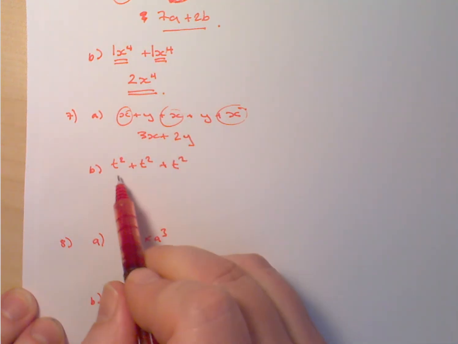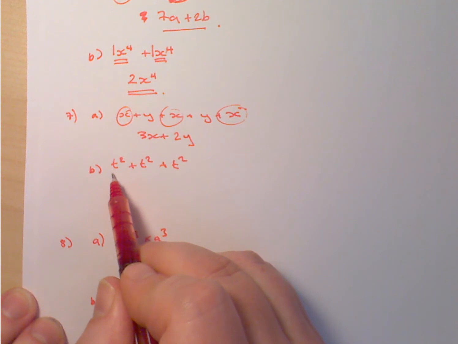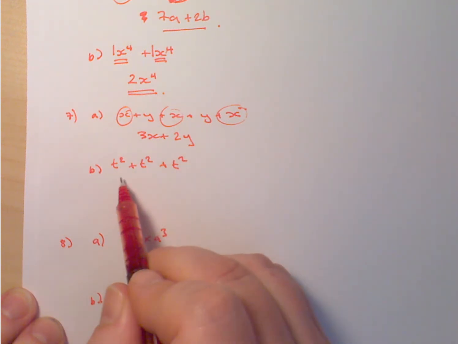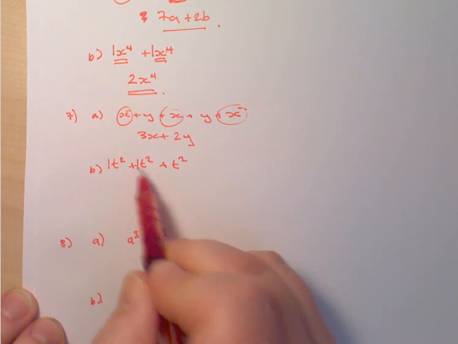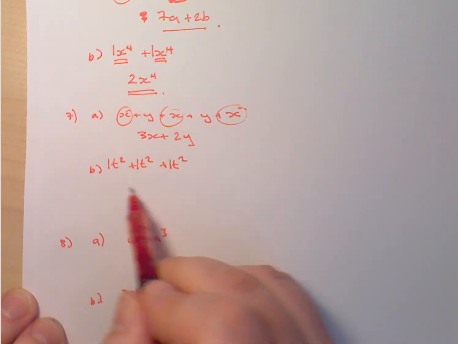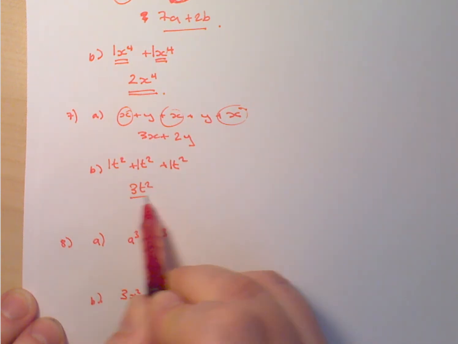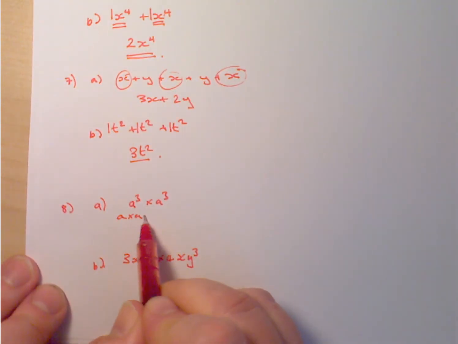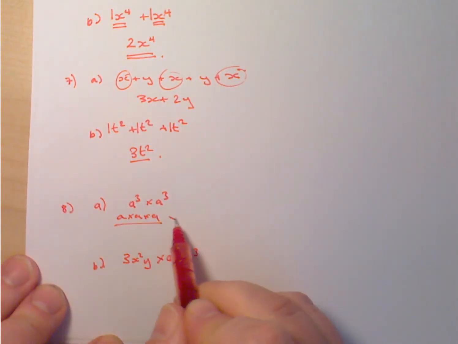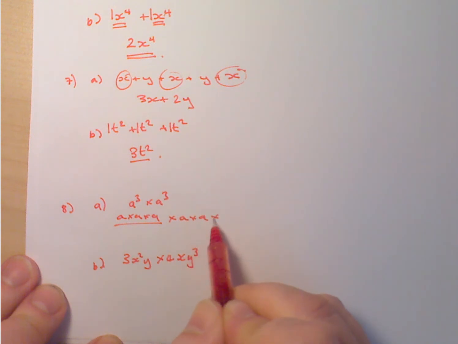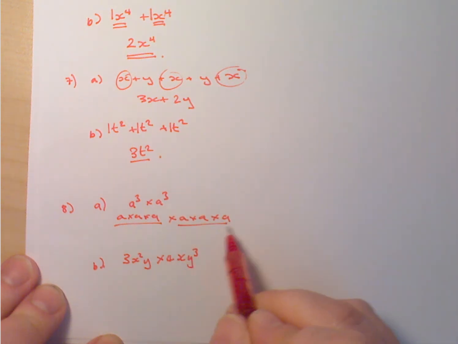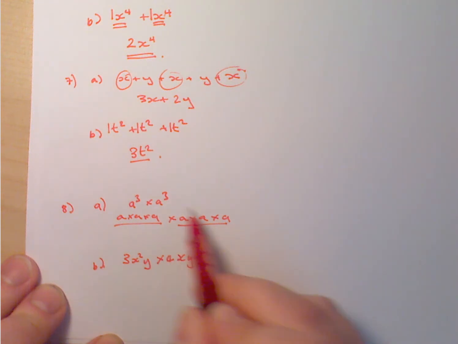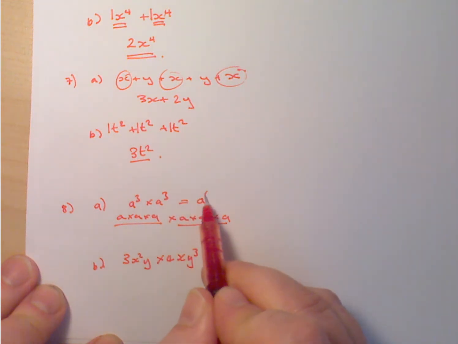And here we've got, again, if that was t cubed and this was t squared and this was t squared, you could add those two together, but they're all the same type of thing. You've got 1t squared, so that's 3t squared. And here we've got a times a times a cubed, times by a times by a times by a to the power 3. And you can see that we just add the indices in this situation. So that's a to the power 6.